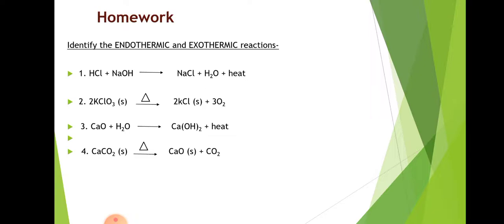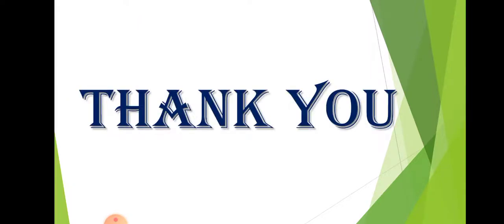ओके, सो एंडोथर्मिक में क्या था, हीट एब्जॉर्ब होती है, एंड एक्सोथर्मिक में हीट क्या होती है, रिलीज हो जाती है. सो यू हैव टू आइडेंटिफाई दिस 4 रिएक्शंस. ओके, डू योर होमवर्क, प्लीज राइट दिस इन योर नोटबुक एंड सॉल्व इट. ओके, and study hard. So today we have seen 4 types of reactions, and then we have seen endothermic, exothermic reactions. Okay, thank you students.